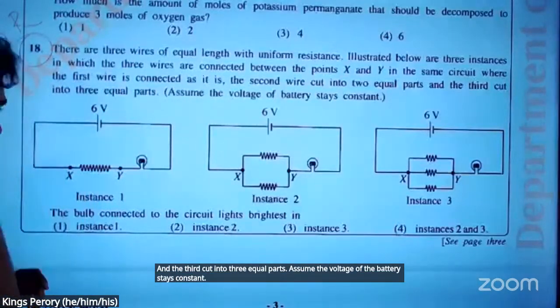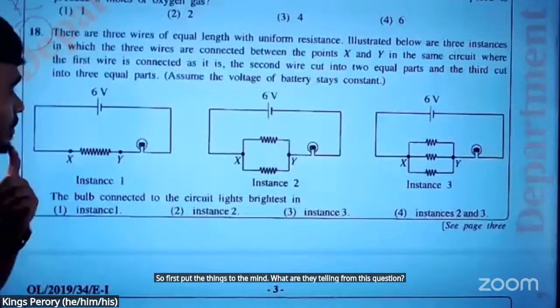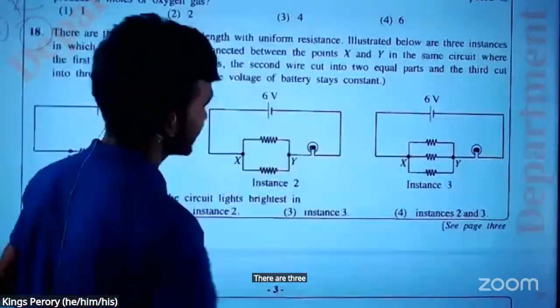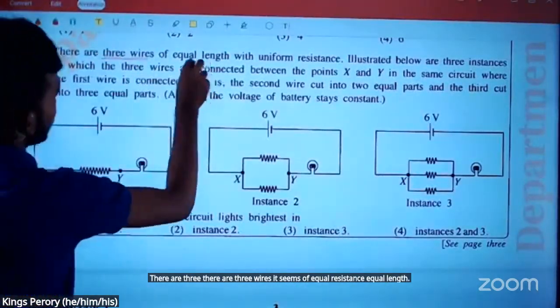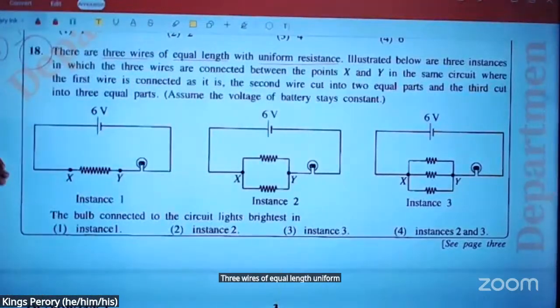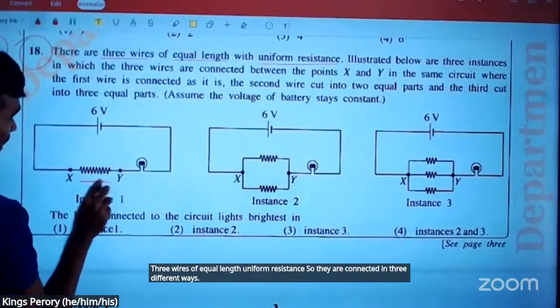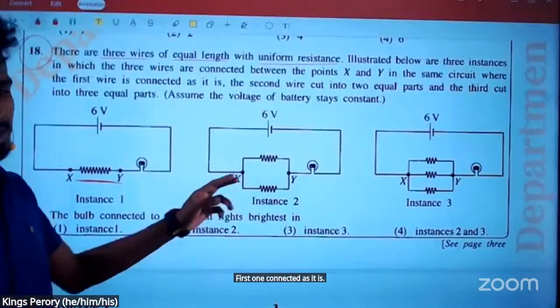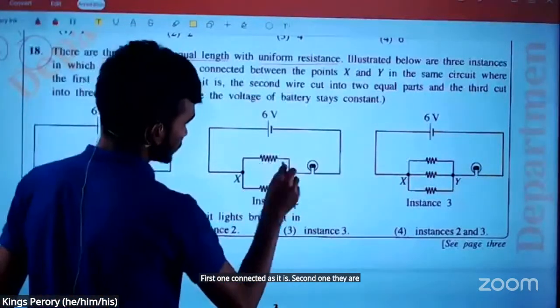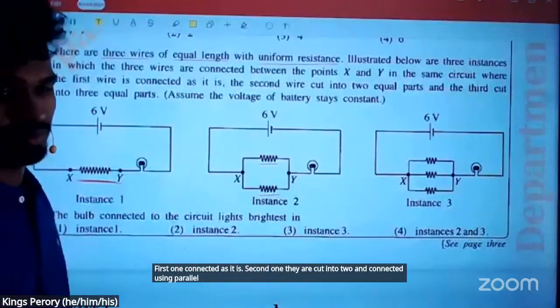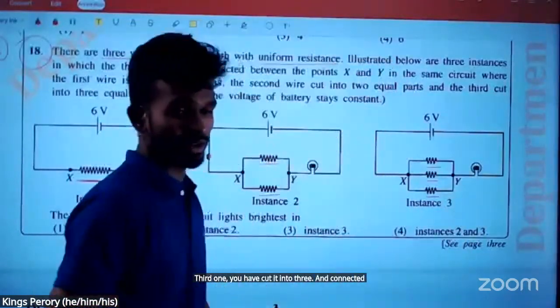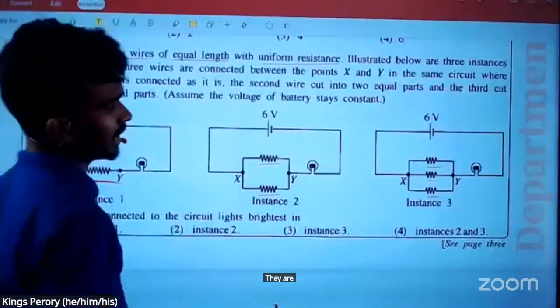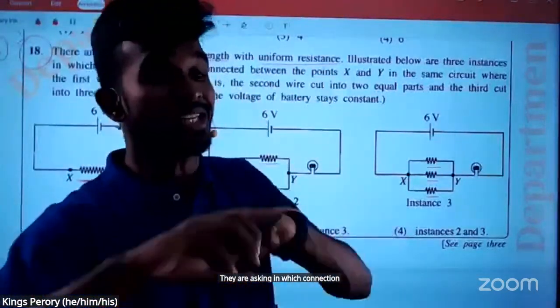So first put things in mind. What are they telling us? There are three wires of equal length and uniform resistance, connected in three different ways. First one, connected as it is. Second one, cut into two and connected in parallel. Third one, cut into three and connected in parallel. They are asking in which connection the brightness of the bulb is high.